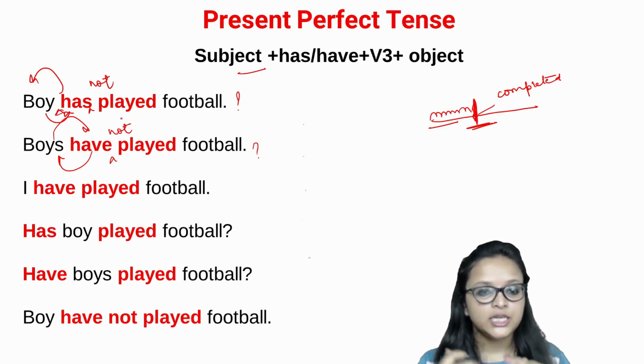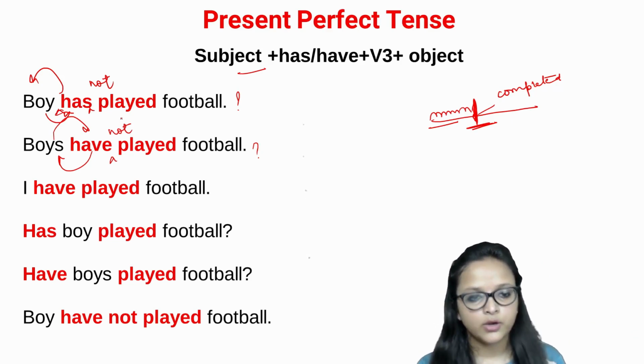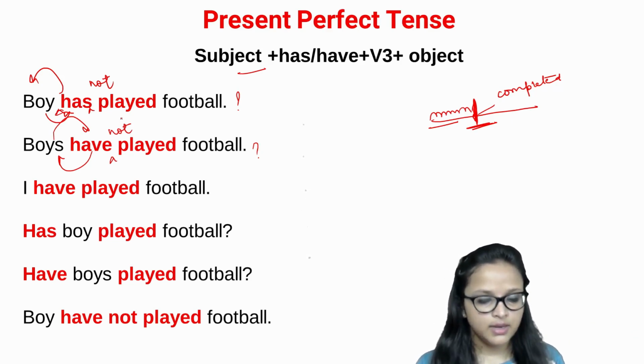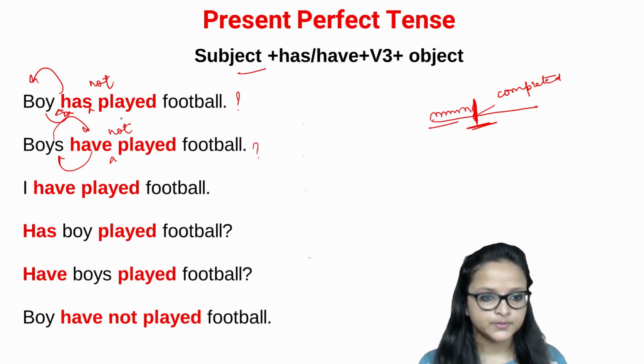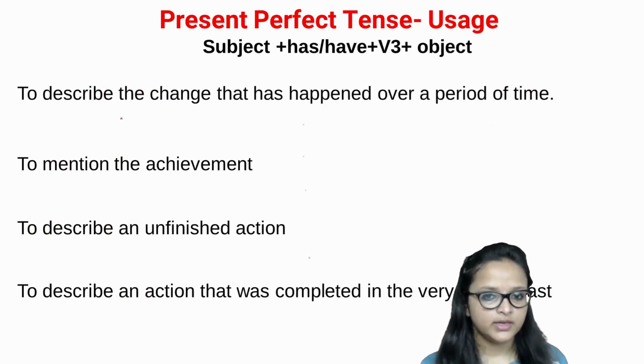Okay, so present perfect tense, something that is accomplished. For example, I am teaching right now, and this video will end at some point of time. The video has ended, means the activity stopped, activity accomplished. All right. So where do you use present perfect tense? To describe a change that has happened over a period of time.